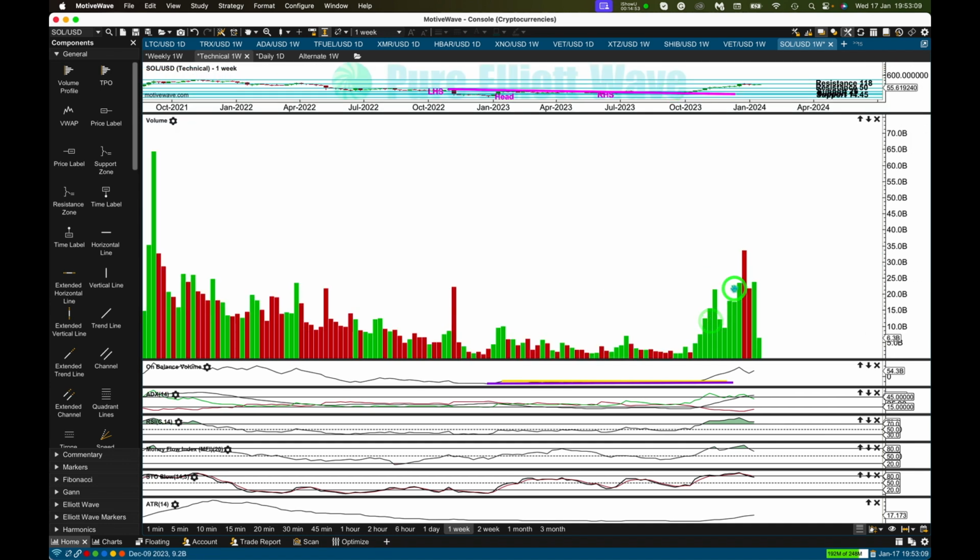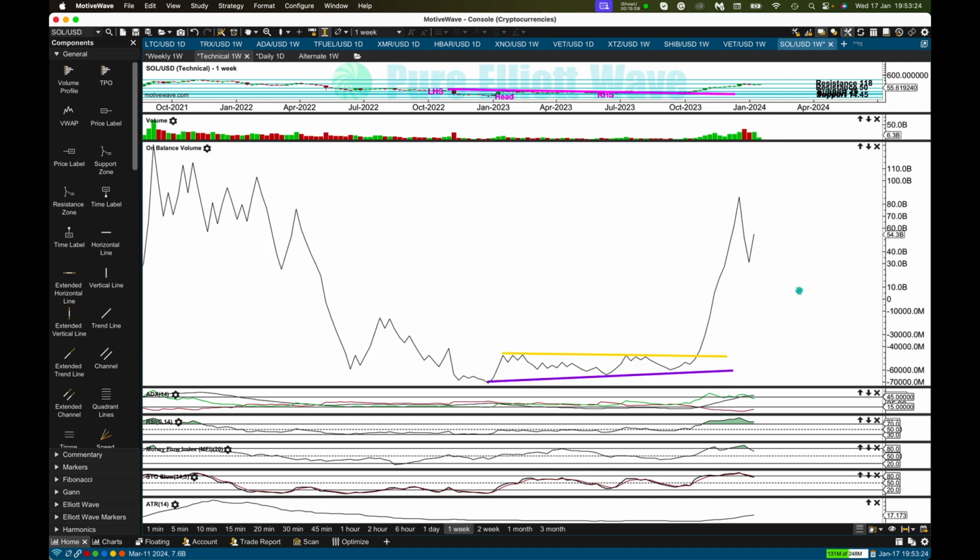Volume returning to push price higher. A spike in volume at the high, which closed red for the week. So unsurprising, we're getting a little bit of a reaction. This looks like just a normal pullback within an ongoing upward trend. No new signal from on-balance volume.